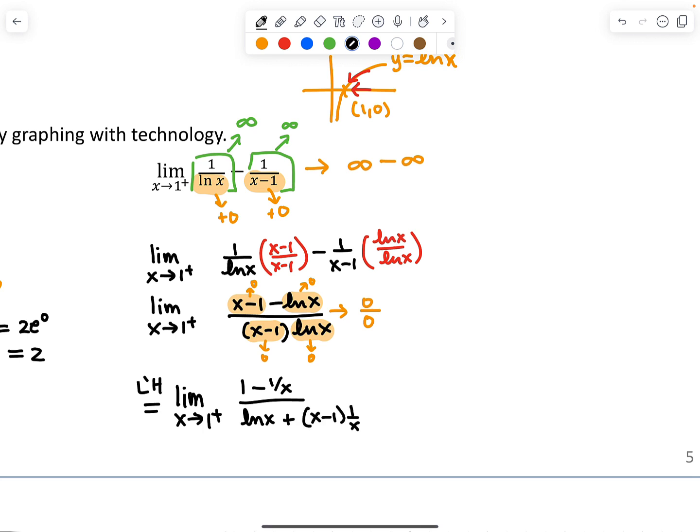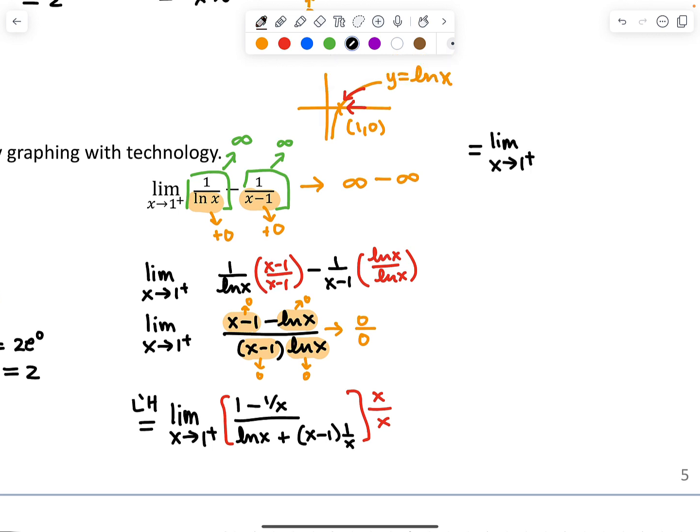Now this is a complex fraction, so we're going to simplify this by making it non-complex by multiplying top and bottom by the LCD of all the subfractions, which is to say multiply the top and bottom by x. Our simplification takes us to a numerator that is just x minus 1, and the denominator will be x natural log of x plus x minus 1. Now as x goes to 1, this approaches 0, this approaches 0, and this still approaches 0. So overall we're still approaching a 0 over 0, which means use L'Hopital's rule again.